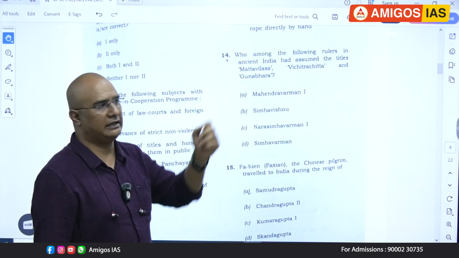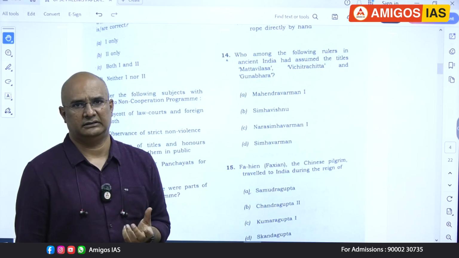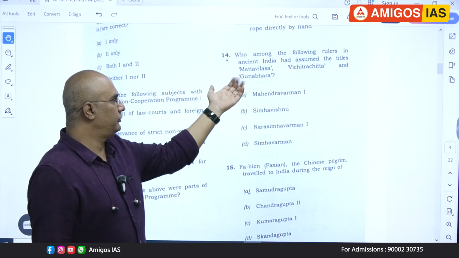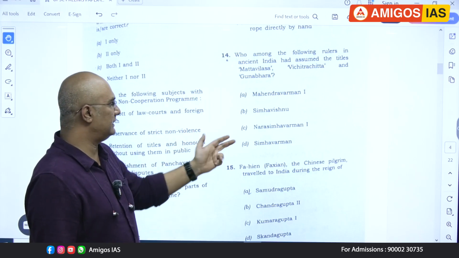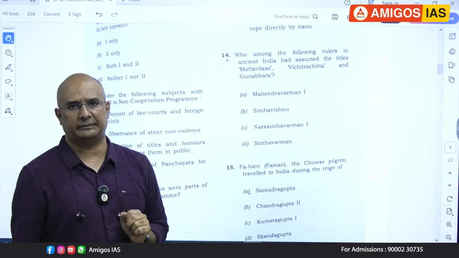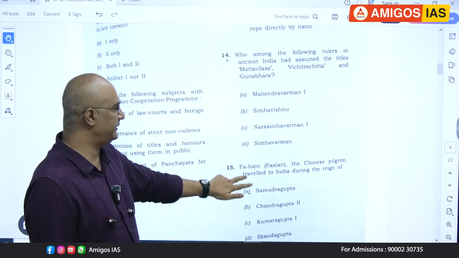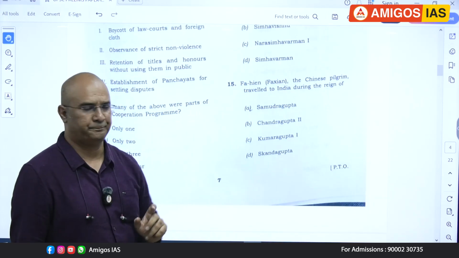And he also has this title, Vichitra Chitta. So from those two, even if you do not know Gunabhara, you can easily mark the answer as Mahendravarman. So this question is coming from the ancient Indian Pallava dynasty. A straightforward question. You cannot afford to miss it.